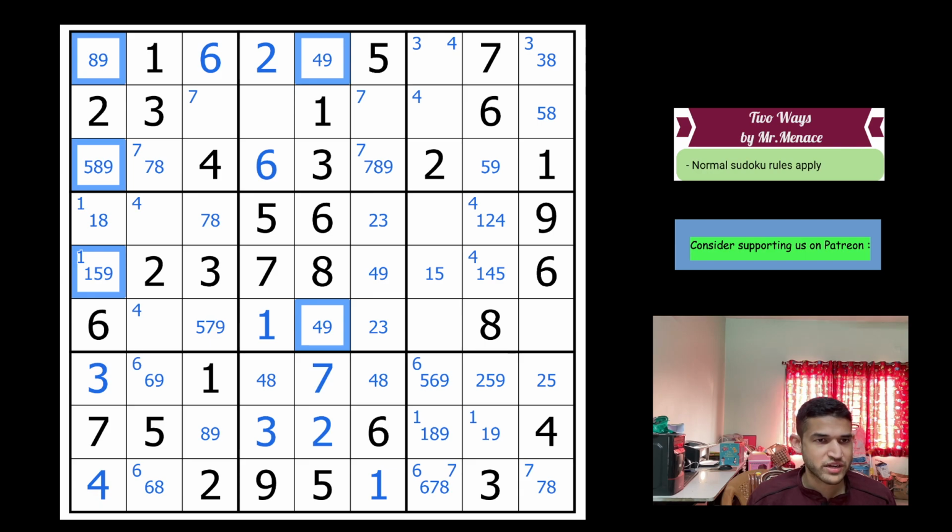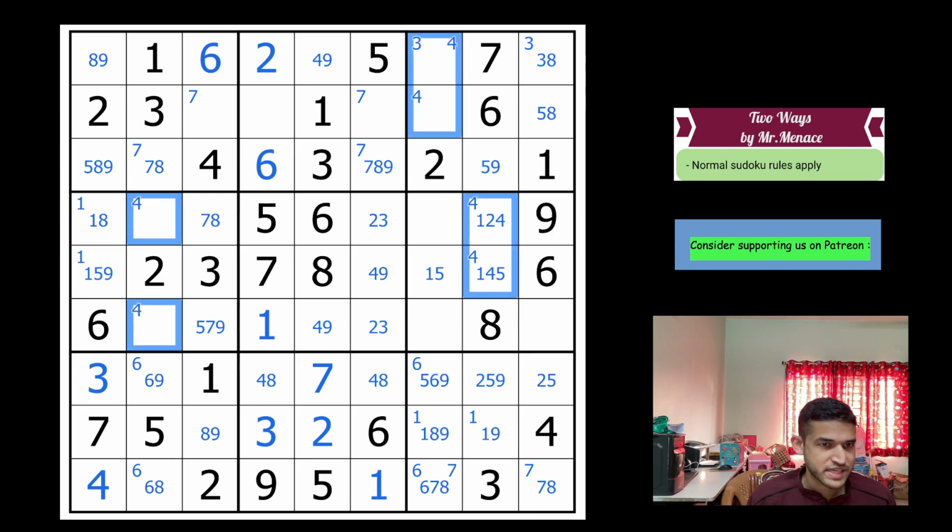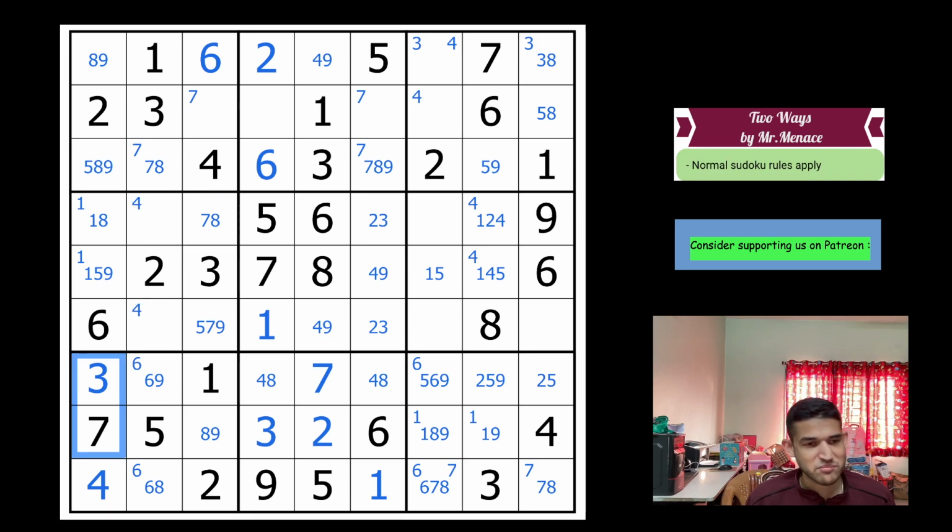Wow, that's interesting. Look at this 7, 8 pairs. Now I can't have 7 in these cells, right? Because if I do, look what happens. This is a W-wing, guys. If 7 is in one of these two cells, then 8 gets forced into these two cells, right? And then 8 is eliminated from box 7.